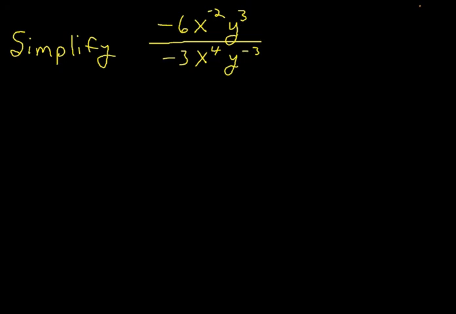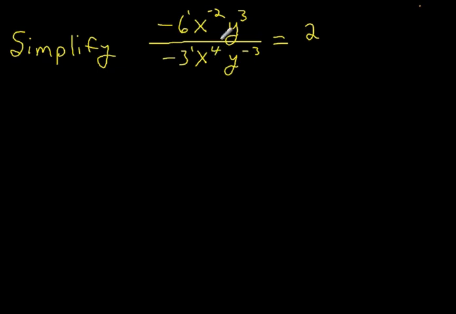Let's look at some of these put together. I have a negative 6 divided by a negative 3. Now notice they have positive exponents of 1, so I'm not going to move them from the numerator to denominator or the other way around. I'm simply going to divide negative 6 by negative 3. That gives me 2.